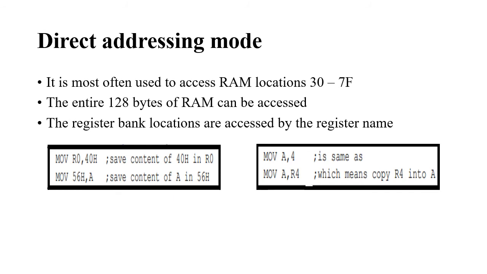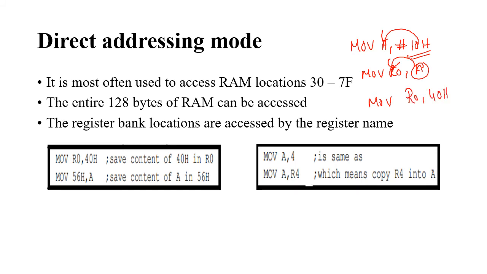For example, if I consider move A comma #10H, the 10H is the data that has to be transferred to A, whereas in move R0 comma A, the content of A will be copied to R0. Whereas in the direct addressing mode, which is represented by move R0 comma 40H, neither R0 nor 40H will have the data.